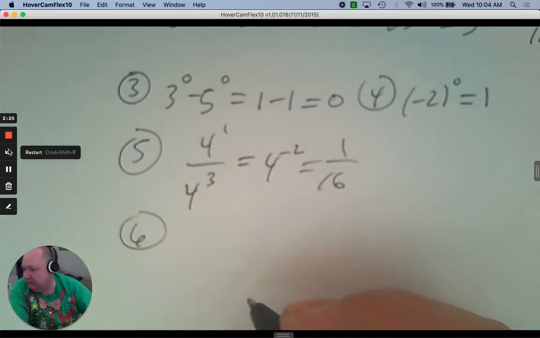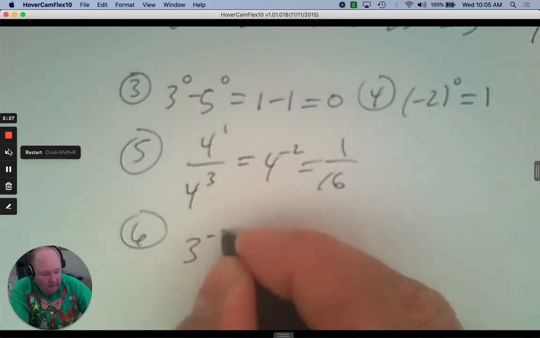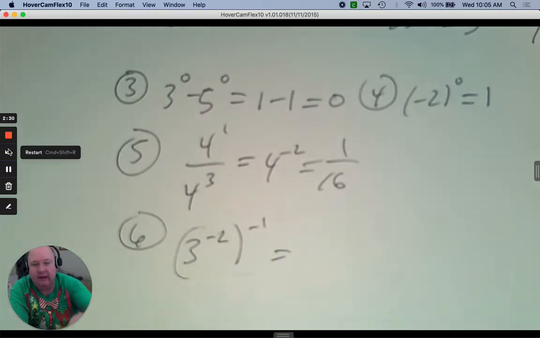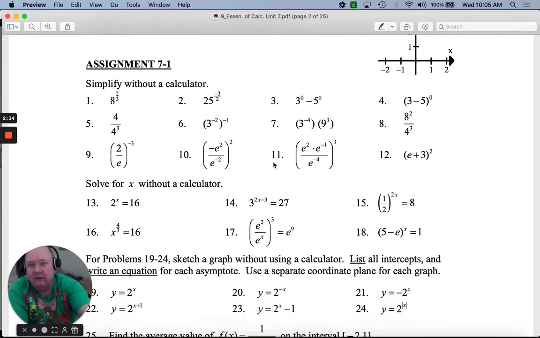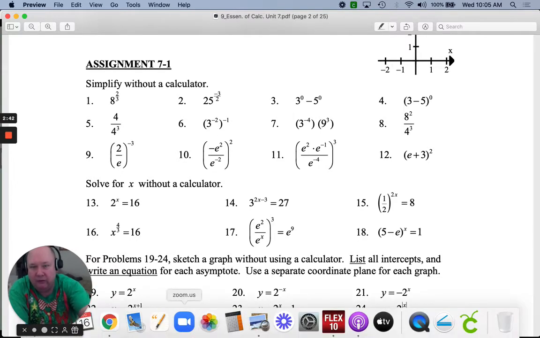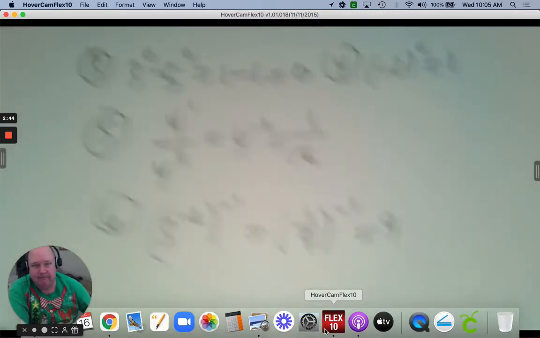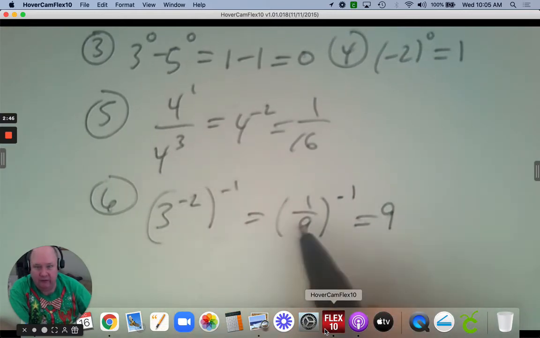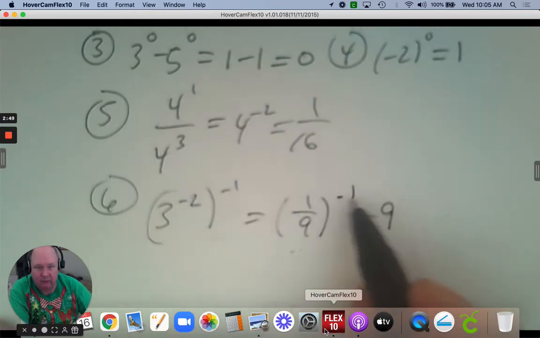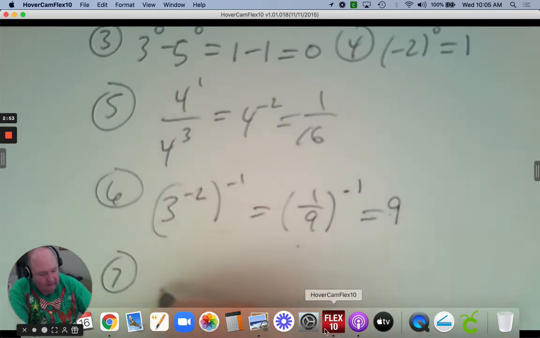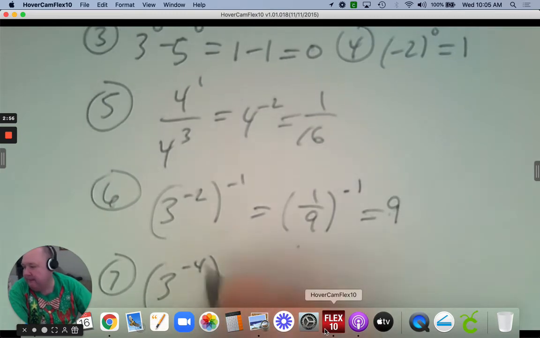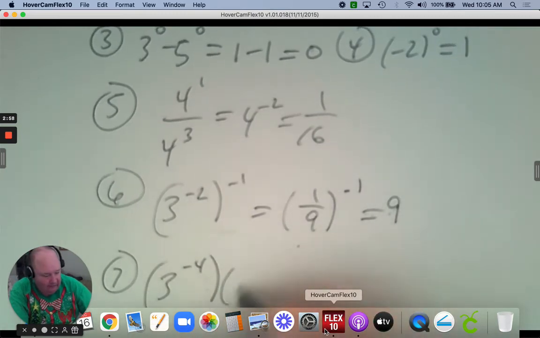Number 6, 3 to the negative 2 to the negative 1, just trying to get tricky with negative exponents. So inside the parentheses is 1 over 9, and then the exponent negative 1 means you do the reciprocal of that. So 3 to the negative 2 is 1 over 9, and then the negative 1 exponent means you do the reciprocal of that.